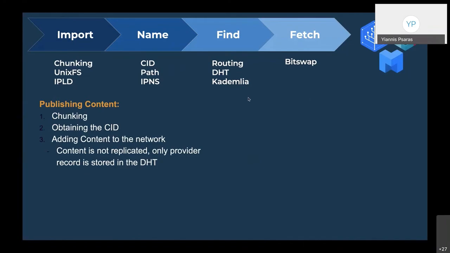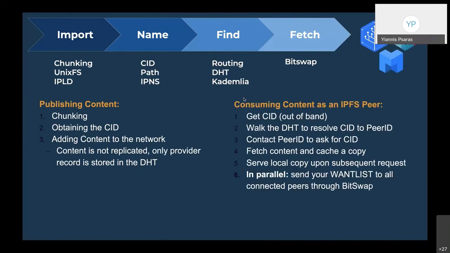The provider record is the one that is replicated across several different peers in the network according to the hashing function and the peer ID. But the content is not replicated, the content stays locally. The content is only replicated when other users are requesting some piece of content and are therefore then caching the content as well. So this is the part of consuming content as an IPFS peer, where you have to get to know the content identifier of what you're looking for, and this is external to the IPFS system itself. It's happening out of bounds.